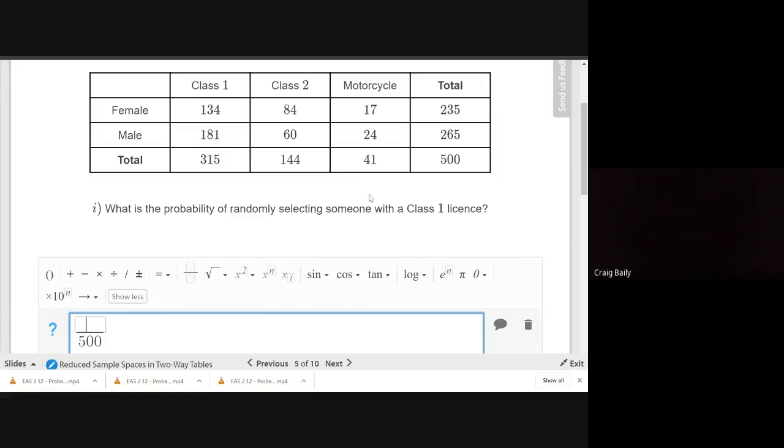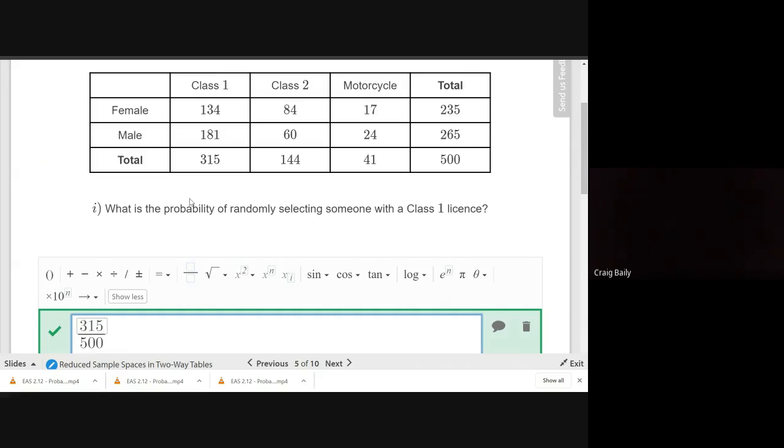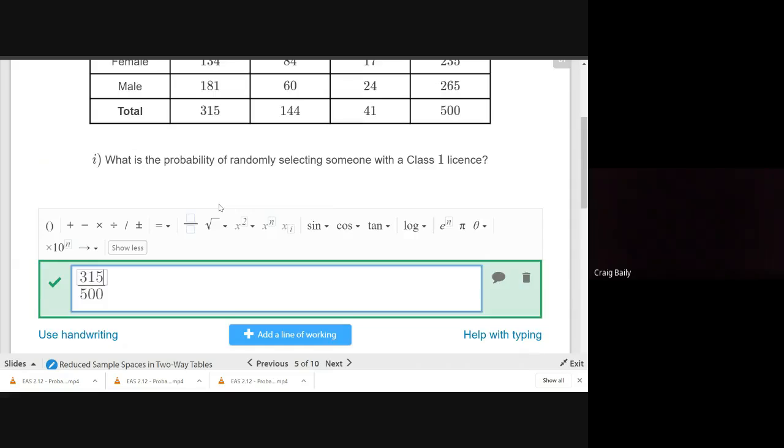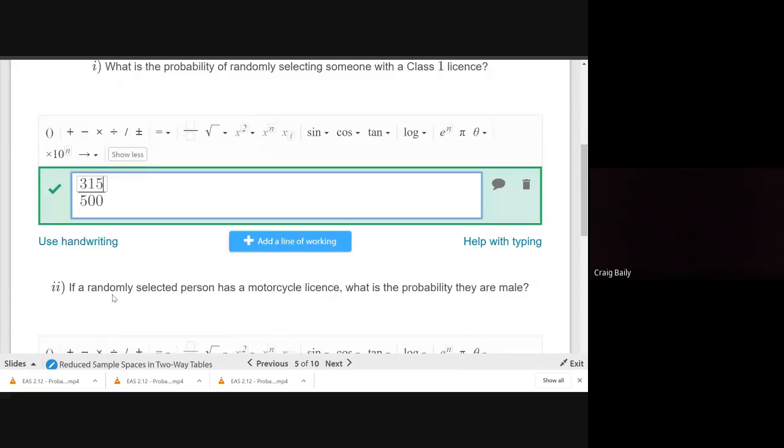And randomly selecting someone with a Class 1 license. Well, Class 1 licenses, there's 315. It doesn't say male or female with a Class 1 license. It just says Class 1 license, so that's 315 out of 500. One more. If a randomly selected person has a motorcycle license.